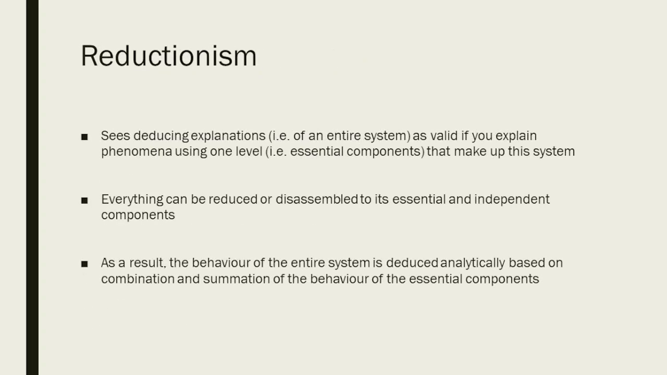So now let's go back to the concept of reductionism, especially if we are trying to deal with complex societal problems. Let's explain first what reductionism means, to give you an idea of why the traditional scientific method often fails to deal with complex matters. So reductionism sees deducing explanations of an entire system as valid if you explain phenomena using one level, and that means the essential components that make up the system.